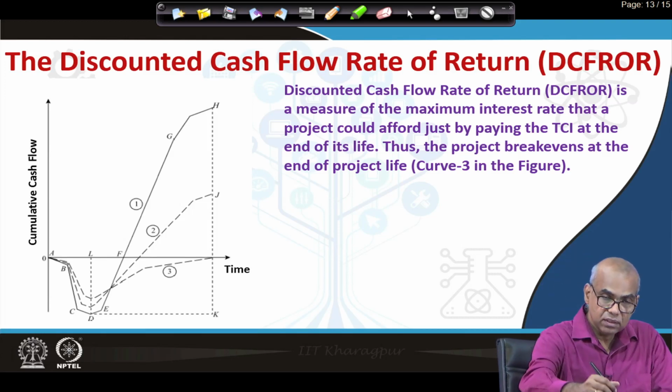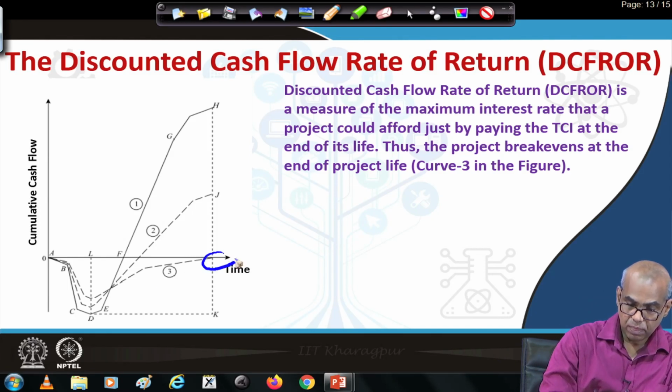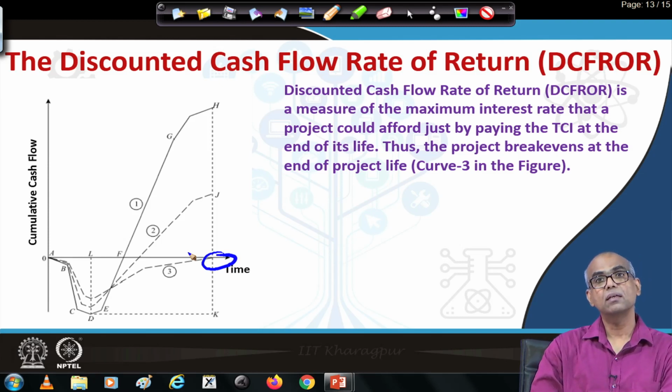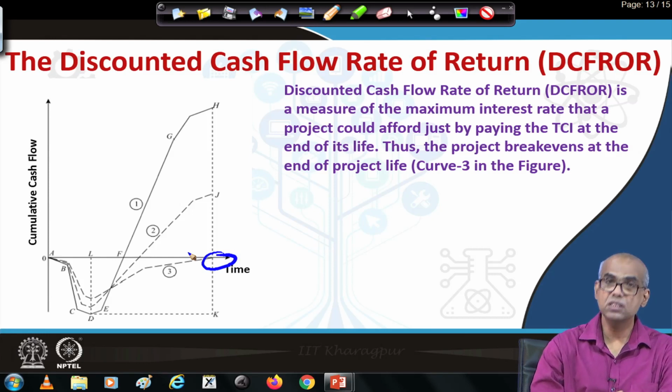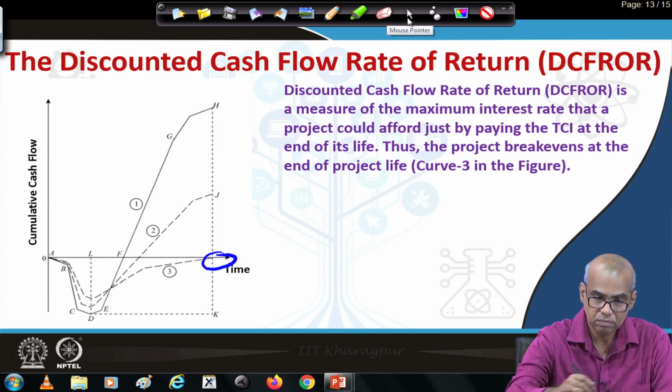Note that when the cumulative cash flow becomes 0 at the end of a project for curve 3, at that point of time you pay back the entire total capital investment. So, that is the time where break even of the project happens. You are basically paying back just the total capital investment at the end of the project.